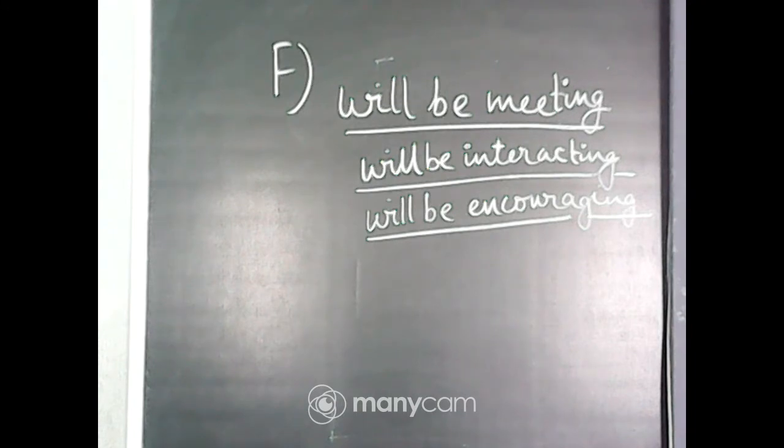Okay. Now come to future perfect tense. When do we use the future perfect tense? The future perfect tense is used when we know that an action will be completed before a certain time in future.